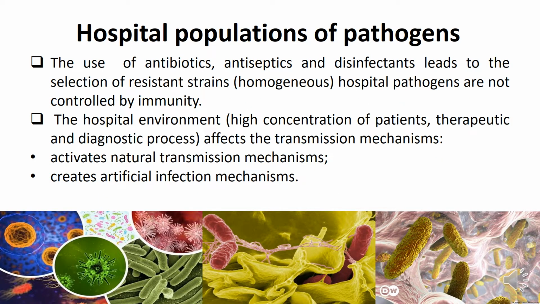Hospital populations of the pathogens, the causative agents. The widespread use of antibiotics, antiseptics, and disinfectants leads to the selection of resistant strains. As a result, hospital pathogens are not controlled by immunity. The hospital environment also influences the formation of virulent hospital strains. First of all, the high concentration of patients and the therapeutic and diagnostic process affect the transmission mechanisms, and as a result, activate the natural transmission mechanism and create artificial transmission mechanisms.